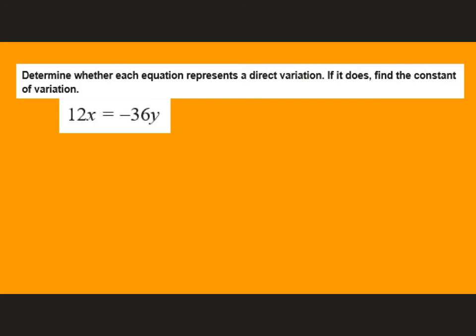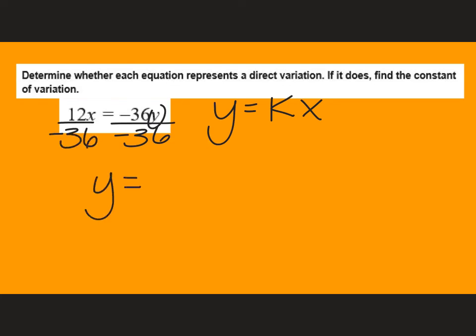Here's another one, very similar. Our goal is to get y by itself. Remember, we want to know if it looks like this, y equals kx. So our goal is to get that y by itself, so that means I'm going to divide by -36 on both sides. I'm going to rewrite it in a different order. It says y equals, so I have 12x over -36, but of course I can simplify that. They're both divisible by 12, so y equals 1x over -3.